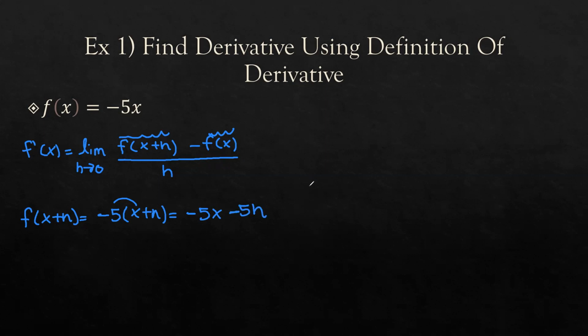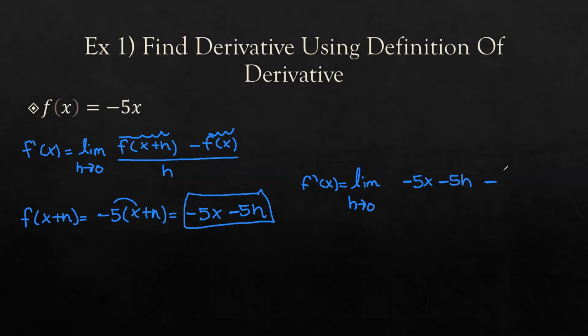So now it's going to be f prime of x equals the limit as h approaches 0. And then you can replace f of x plus h with this thing. So it's going to be -5x minus 5h minus, and if you want, you can put parentheses, minus f of x. So f of x is -5x, all over h.